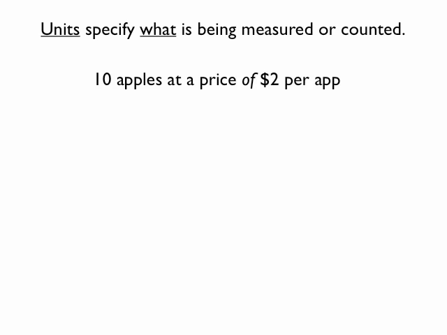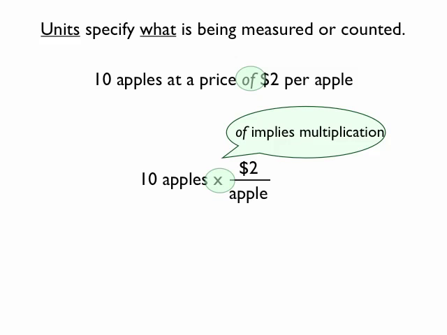If you buy 10 apples at a price of $2 per apple, we write the equation as 10 apples times $2 per apple. Again, we replace per with division, and this time we also replace of with multiplication. The units of apples now cancel, so the answer is 10 times $2 or $20. The dollar sign represents the final units of dollars.